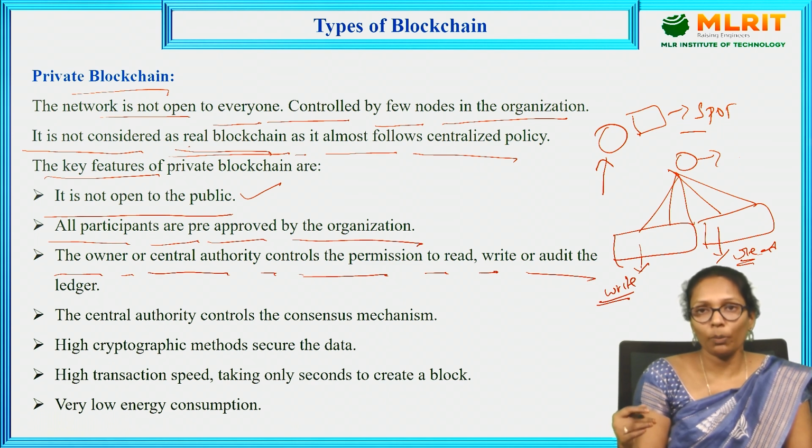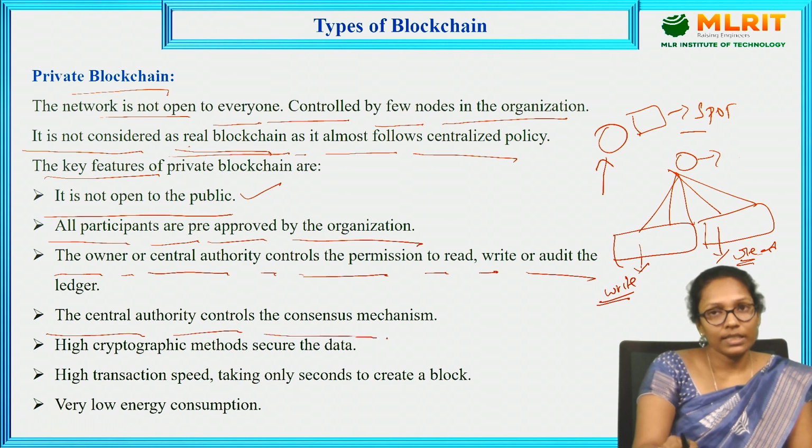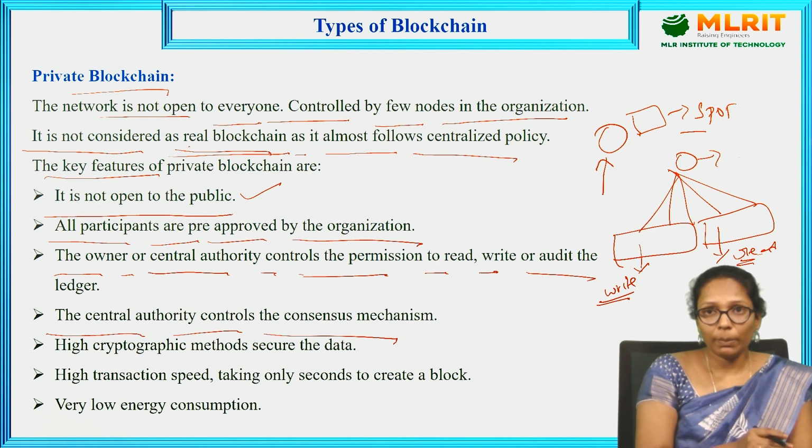So what operations they can do: whether they can write the transaction, whether they can read the transaction, or whether they can validate the transaction. And the central authority controls the consensus mechanism. So the final decision will be taken by the central authority only. In a public blockchain, we use a voting mechanism, the majority or agreement among the people, which we call consensus. But here the central authority will take the decision.